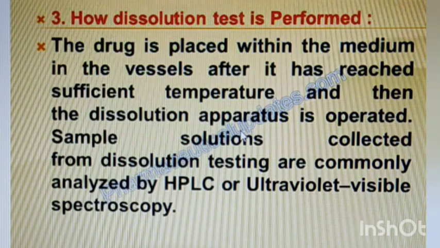How is the dissolution test performed? The drug is placed within the medium in the vessels after it has reached sufficient temperature, and then the dissolution apparatus is operated. Sample solutions collected from dissolution testing are commonly analyzed by HPLC or ultraviolet-visible spectroscopy.